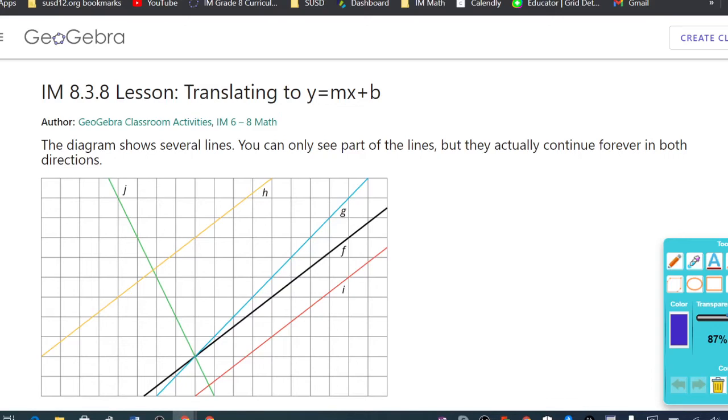This is 8th grade math, unit 3, lesson 8. This is a very important lesson. We are learning the equation y equals mx plus b.